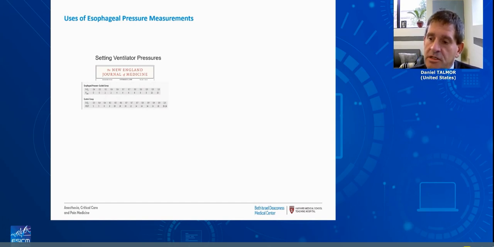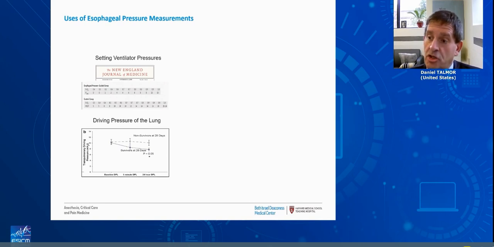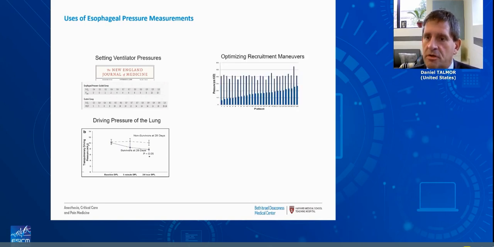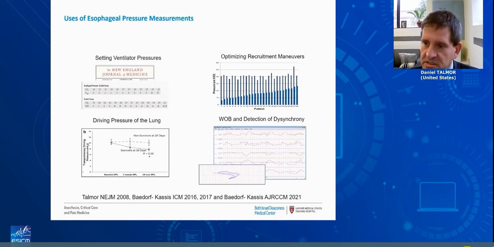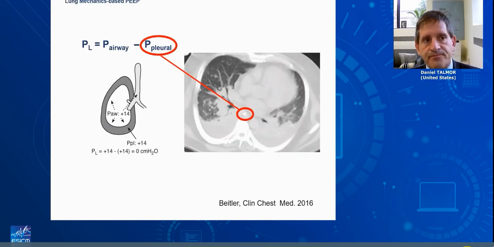Now, there's lots of other uses for the pressures measured in the esophagus. We can actually calculate the driving pressure of the lung using transpulmonary pressure. We can optimize our recruitment maneuvers by setting the recruitment pressure based on transpulmonary pressure. And we can calculate work of breathing and detect asynchrony. All of that is out there in the literature. But today we're going to concentrate on setting PEEP. So how would you do that?